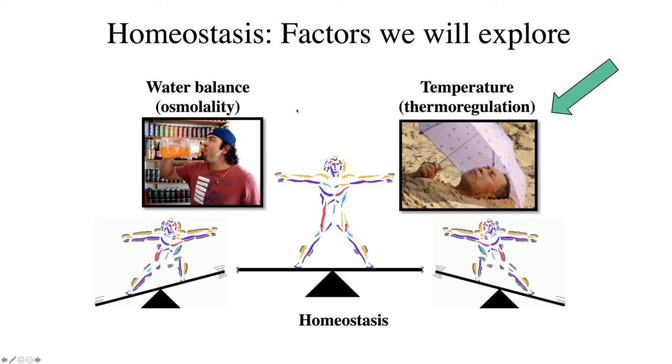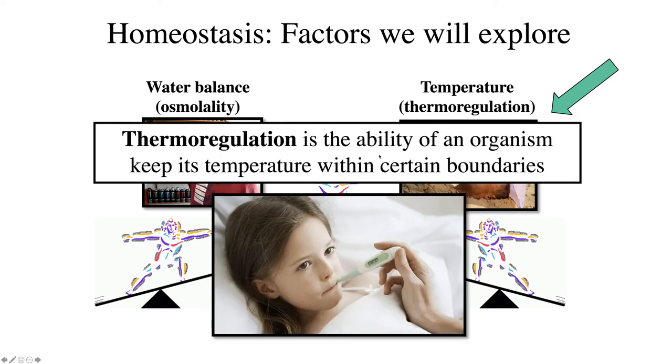The last few lectures have been talking about water balance and osmoregulation, and now we're going to switch gears a little bit and talk about how organisms control their temperature, or thermoregulation. Remember that thermoregulation is just the ability of an organism to keep its temperature within a certain range that is ideal for that organism to survive at.